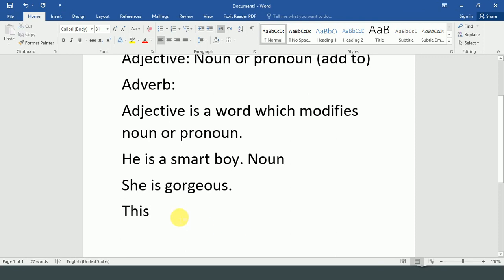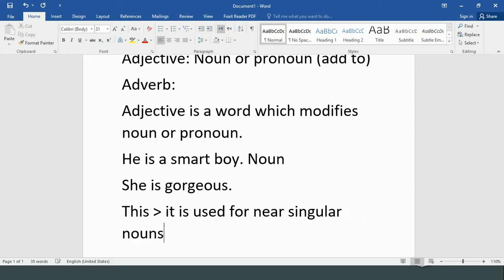Why do we use this? Why do you use this? It is used for near singular things or singular nouns.